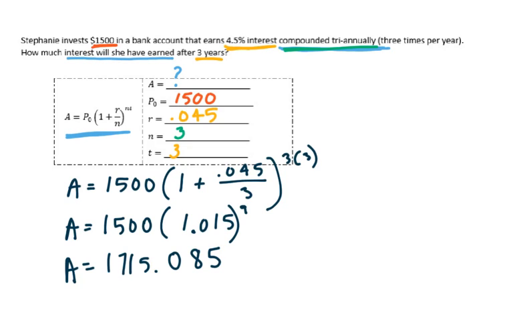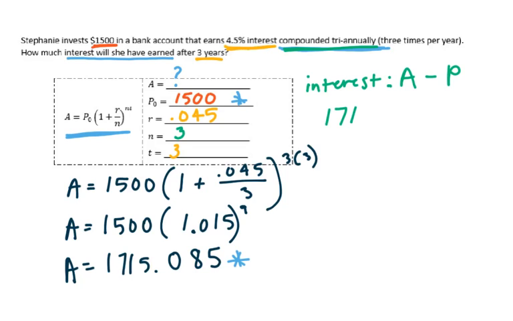But if you look back at this question, we are looking for how much interest she will have earned, not the total value in her account after 3 years. So to figure out the amount of interest that Stephanie has earned, we need to subtract our initial value of 1,500 from our ending value, which we just calculated to be 1,715. So that's exactly what we're going to do. We're going to find interest by taking A and subtracting P.